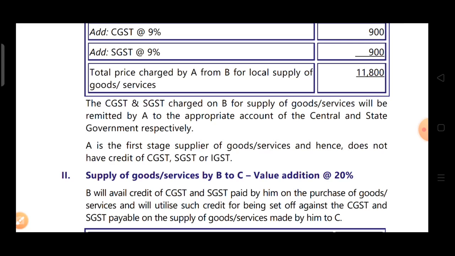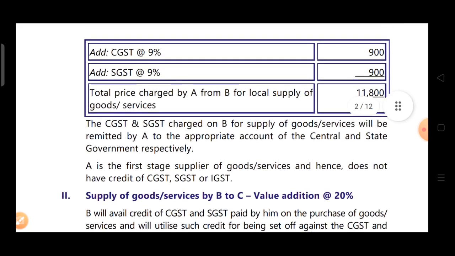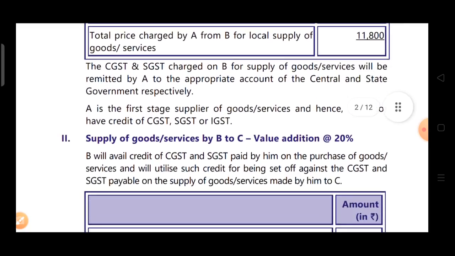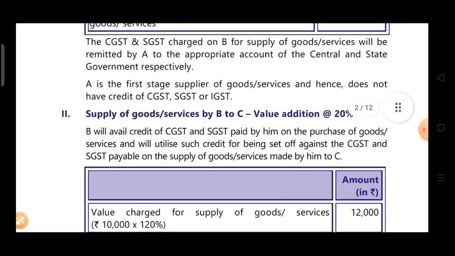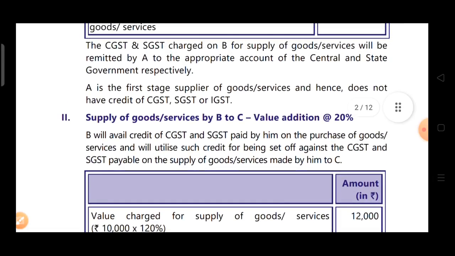A is the first stage supplier of goods or services and hence doesn't have credit of CGST, SGST or IGST, as he is the first stage supplier, so he will not have the input tax. So altogether he has to pay 900 to the CGST account and 900 to the SGST account, that is, to the central government and state government respectively.